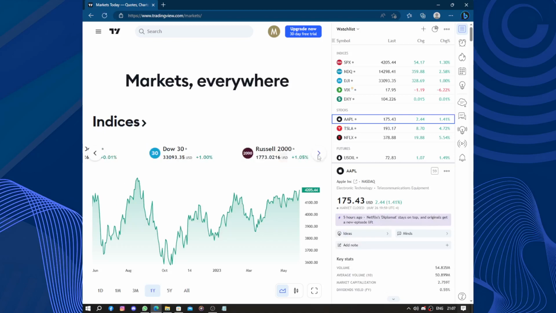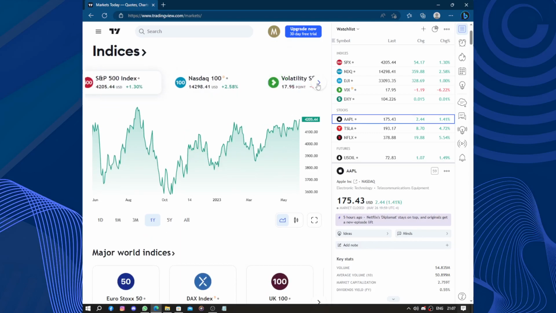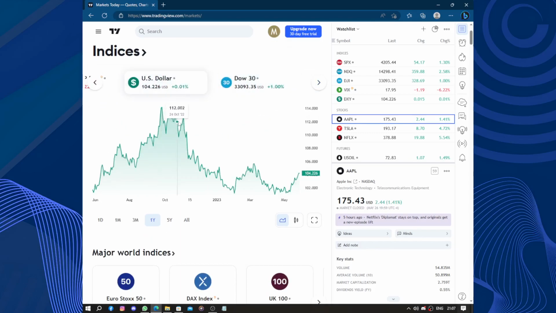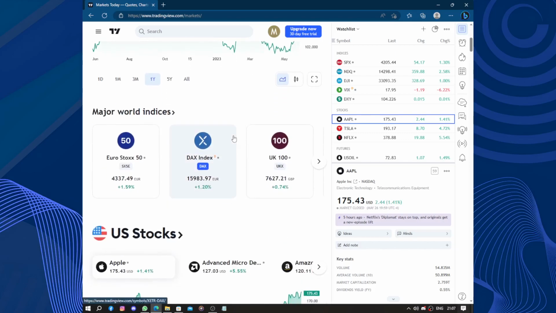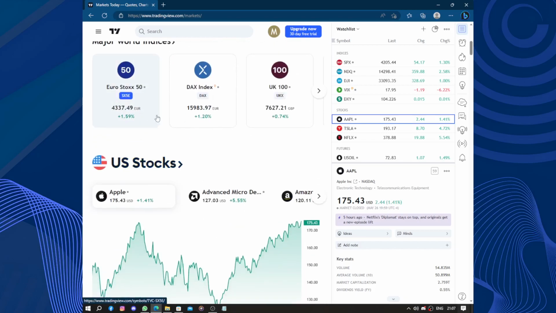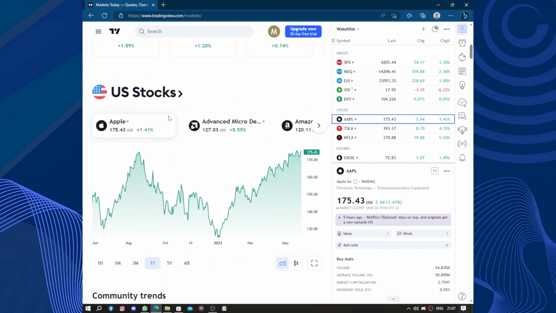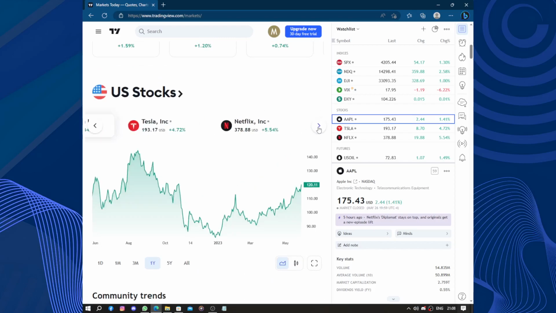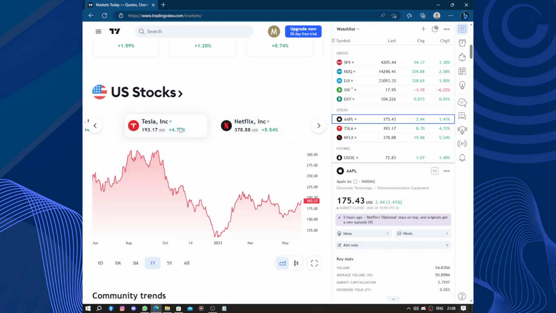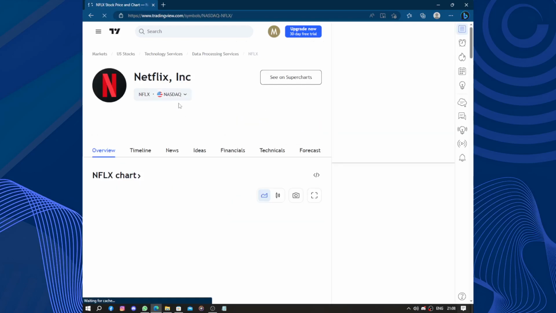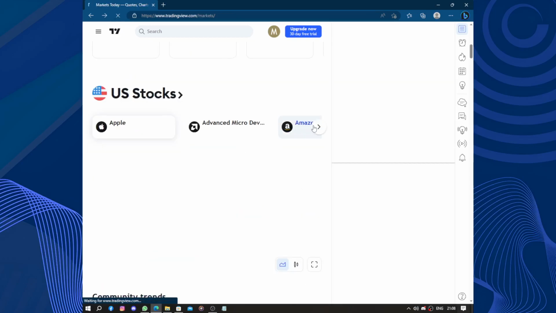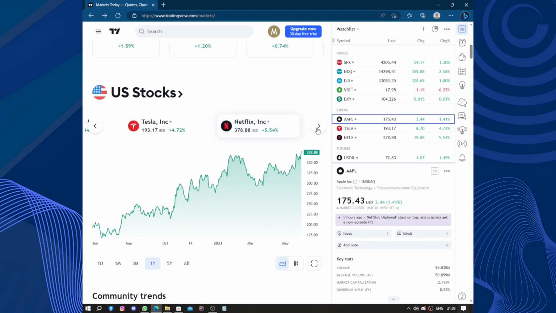You can see all. So let's keep it here. Let's see the US dollar and the price. Wait, what the? Okay, the US dollar, the euro, US stocks. We have Apple. We have Amazon. Amazon is in real trouble. Tesla, Netflix. I mean, Netflix. Okay, Netflix is doing great this year.